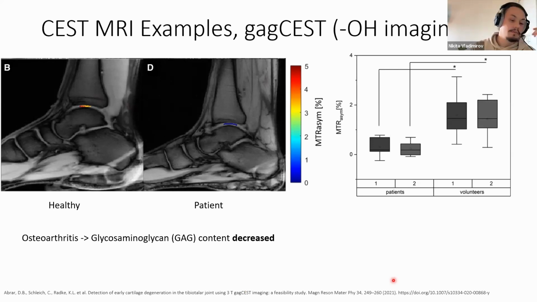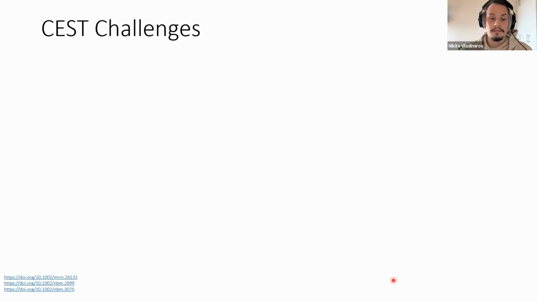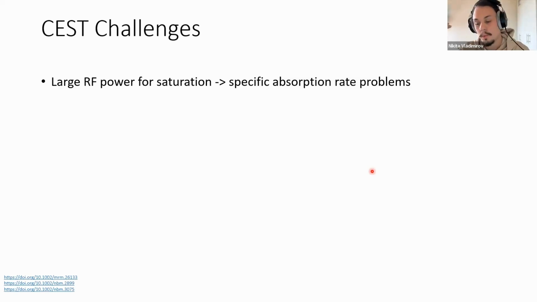There are also a lot of different studies which show that the method can be a good alternative to the current gold standard. Okay, let's look at some challenges with CEST. The first is that we need to pre-saturate the protons in our pools, and usually it requires a lot of radio frequency power. So there are always problems with specific absorption rate.